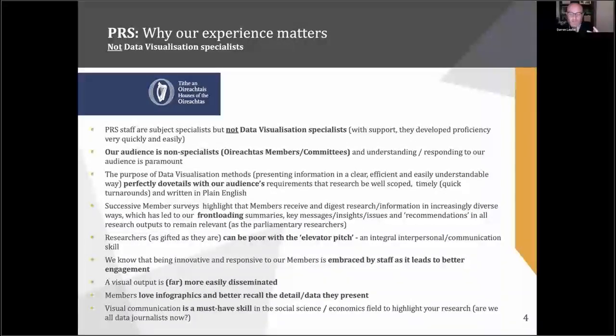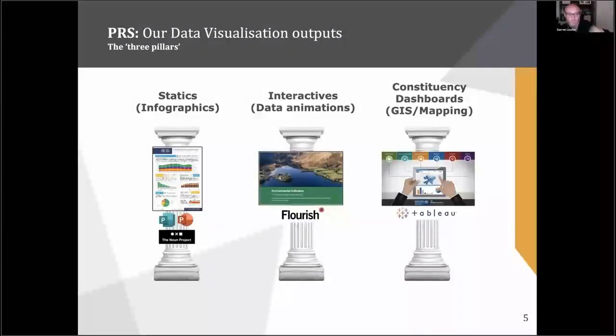It certainly has entered things like information booklets and jobs more recently as a desirable skill to have when you're coming into the economics and social science fields. And it really is for many reasons. Just to mention, our visual output suite is structured under three pillars. So you have statics, we have infographics, just the standard flat infographics. You have interactives more recently, these are data animations.